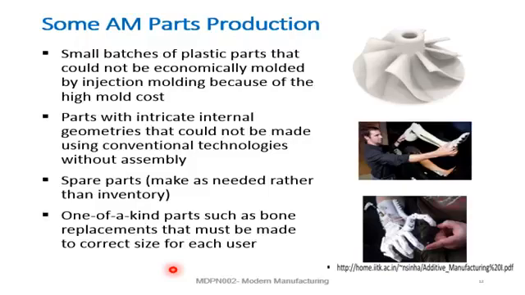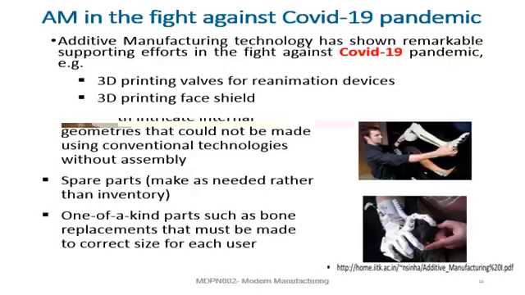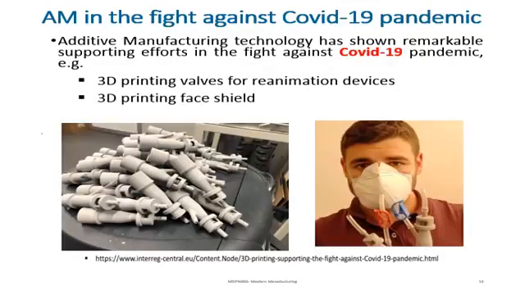Also, one-of-a-kind parts such as bone replacement. This is a very important application. When somebody needs a hip replacement, for instance, or a bone replacement in the shoulder or in the arm, and so on, it has to be designed specifically for that person. It is actually a one-of-a-kind part, of the correct size. Now there is no problem doing that using additive manufacturing. As a matter of fact, the application of additive manufacturing is very, very wide.